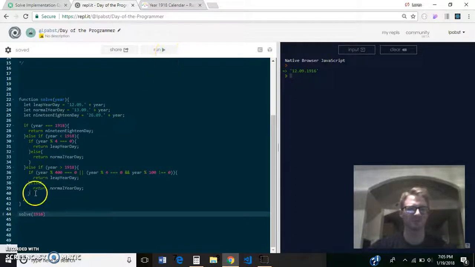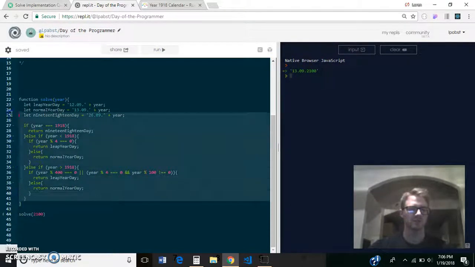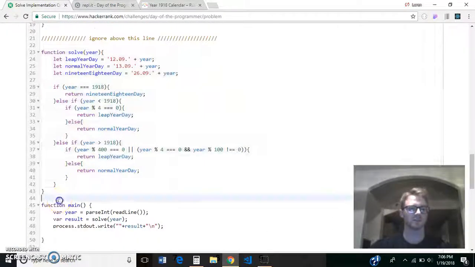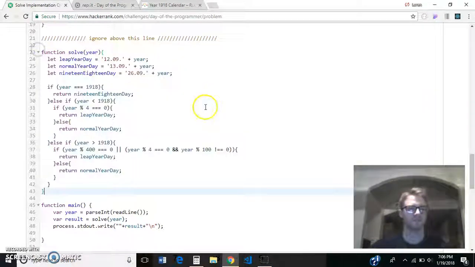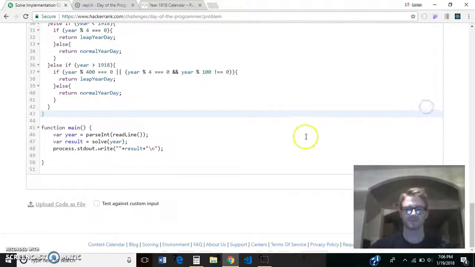Okay, so a leap year before 1918 is divisible by 4. So any of these will give us the 12th of September. Great. And then after 1918, so let's say 2000, that was a leap year because it's divisible by 400. Whereas 2100 is not a leap year. So I get the 13th. Great. So let's plug our solution in here. We'll replace the one I got. And let's see what we got.